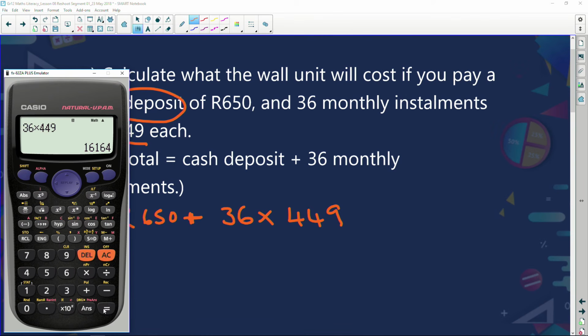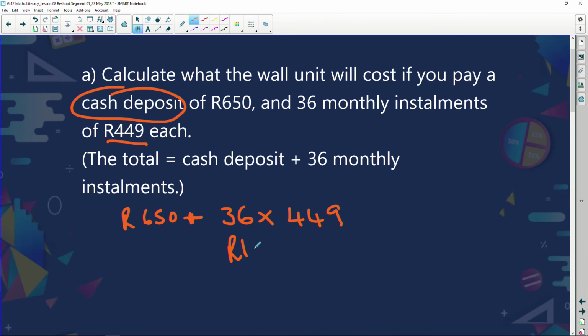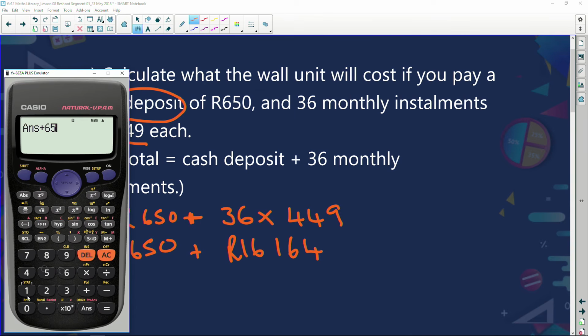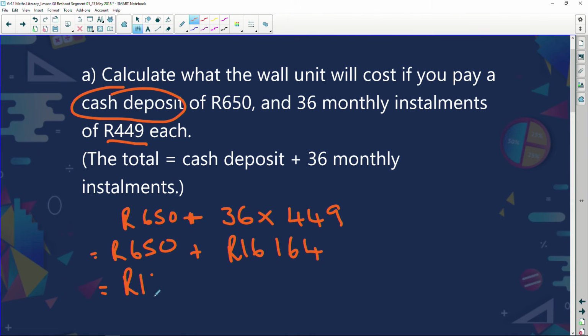and I get 16,164 Rand. But remember, I've got to add on my deposit. So we take out the calculator again: 16,164 plus the 650 Rand, and we get 16,814 Rand. Guys, that's a lot of money that we're busy paying for this wall unit.